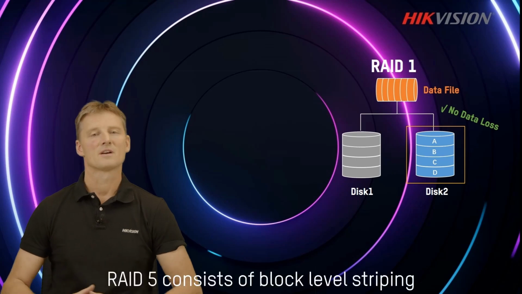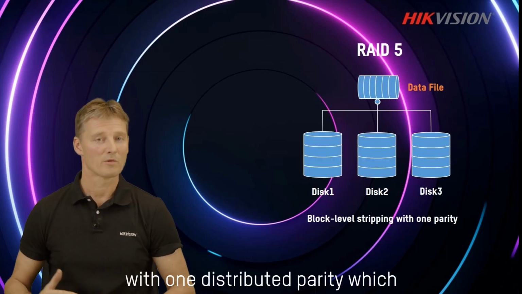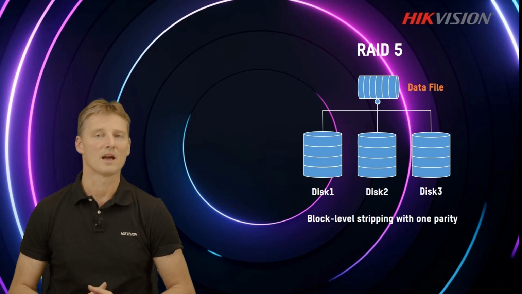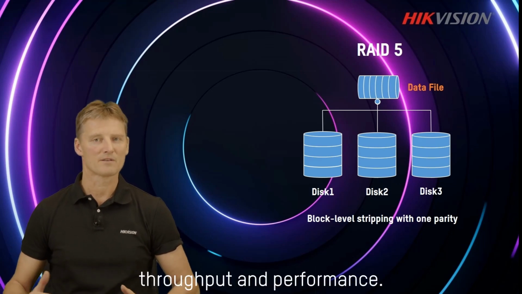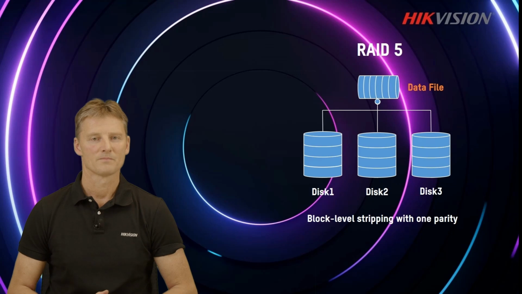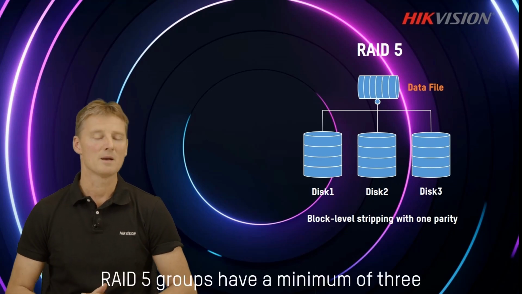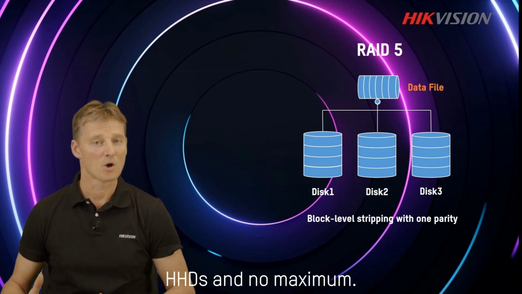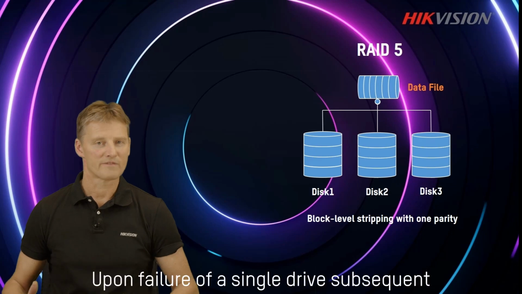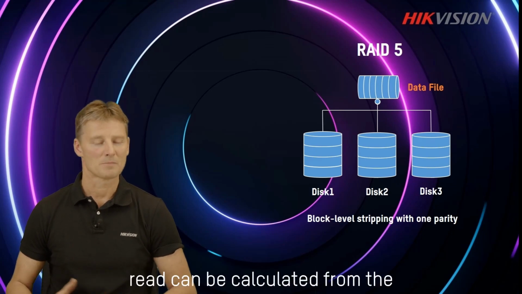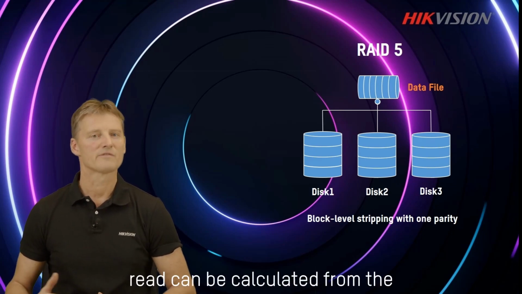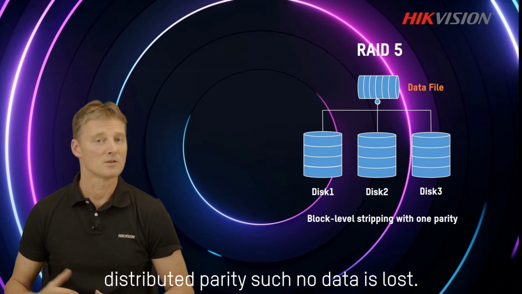RAID 5 consists of block-level striping with one distributed parity, which provides redundancy and reliability. It enables better throughput and performance. RAID 5 groups have a minimum of 3 HDDs and no maximum. Upon failure of a single drive, subsequent reads can be calculated from the distributed parity, such that no data is lost.